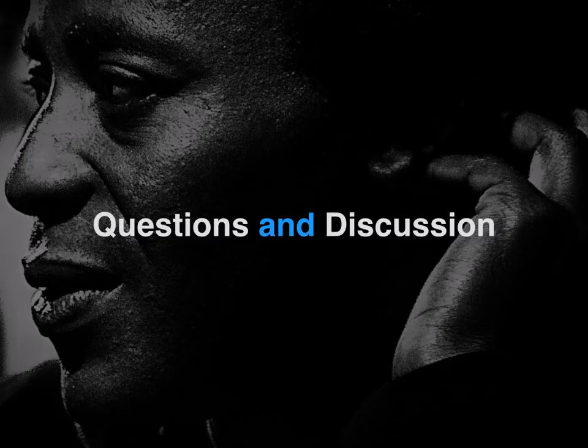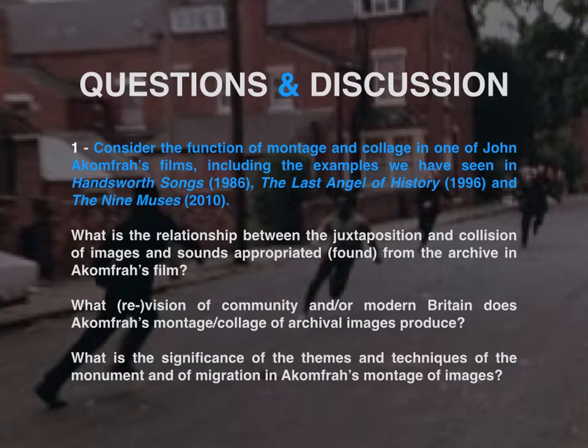And so this then will take us to our questions and discussion. So first, I would like for us to consider the function of montage and collage in one of John Akomfrah's films. We could look at, for example, Handsworth Songs, the clip from The Last Angel of History, or The Nine Muses. What is the relationship between the juxtaposition and collision of images and sounds that are appropriated or found in the archive in Akomfrah's films?